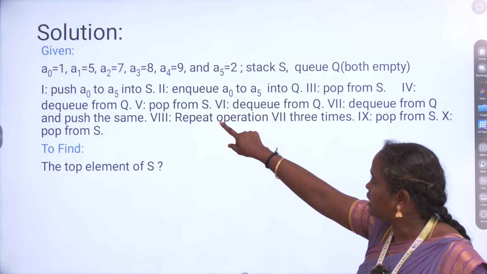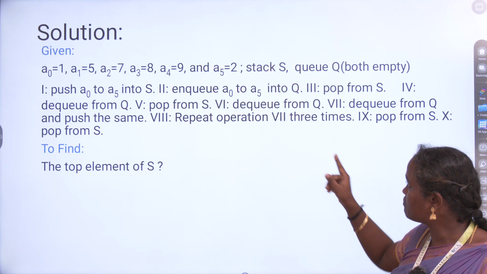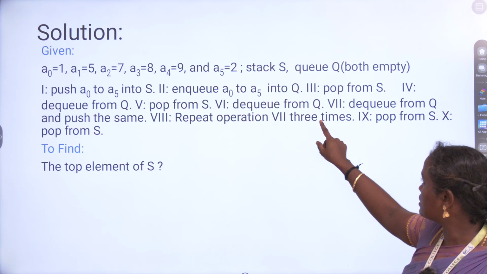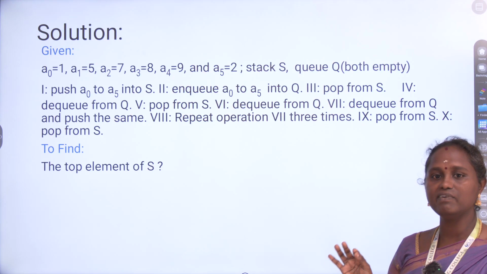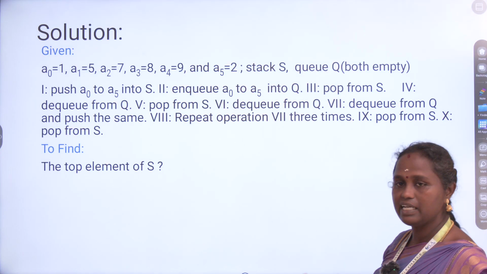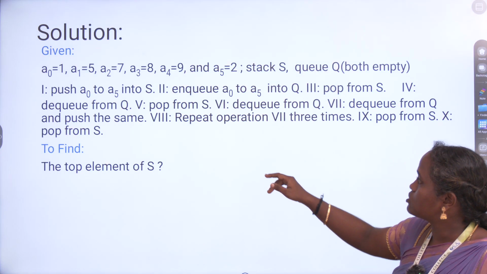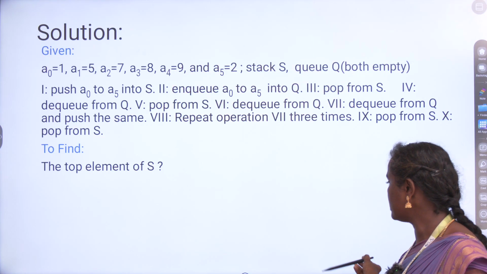A0 is equal to 1, A1 5, A2 7, A3 8, A4 9, A5 2, and they have given stack as S and Q as Q. So what they have given, initially both stack as well as Q both are empty, right? Okay, so what's the first thing they have given? So now we can solve this, right?